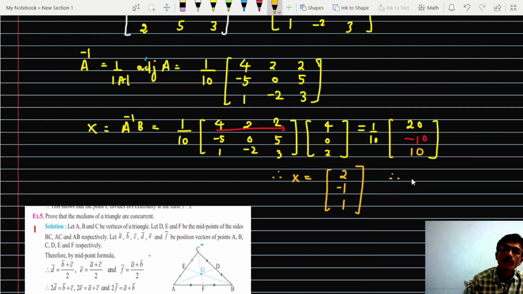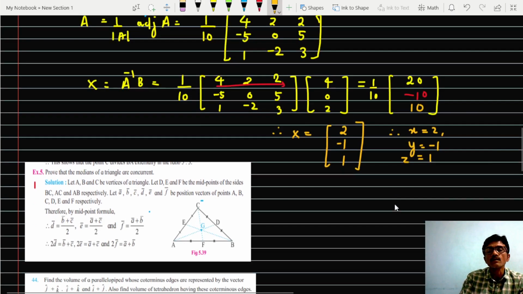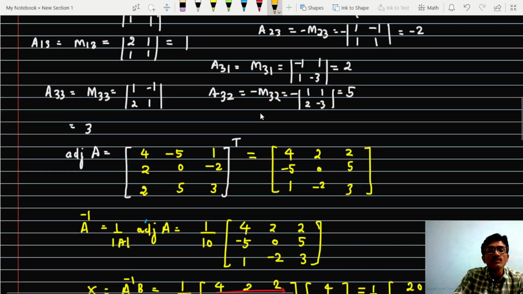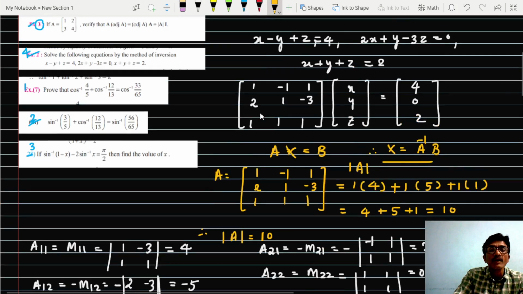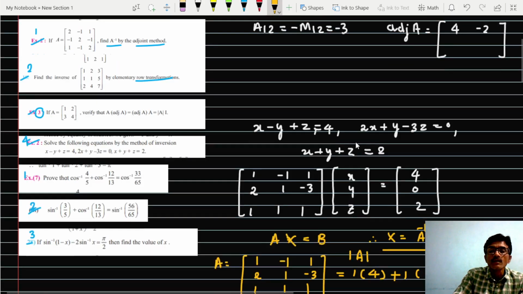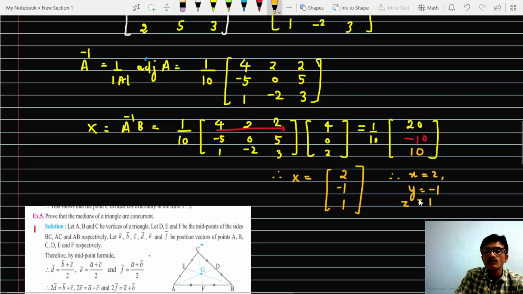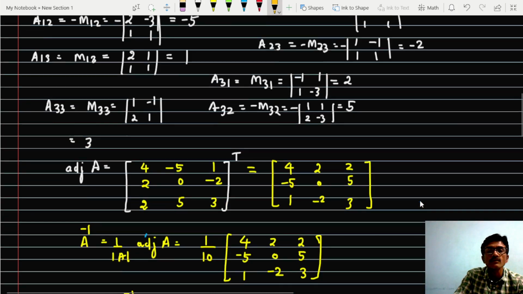Therefore, x is equal to 2, y is equal to minus 1, and z is equal to plus 1. This is the answer. So, we solve this by the method of inversion. First you have to find the inverse of the matrix, multiply with the matrix of constants, and you will get the answer: x is equal to 2, y is equal to minus 1, and z is equal to 1.